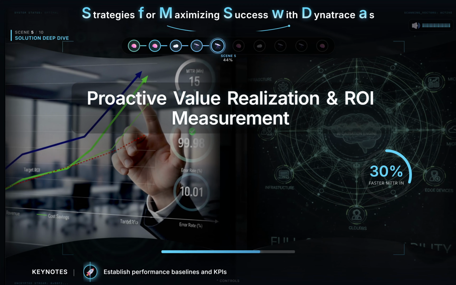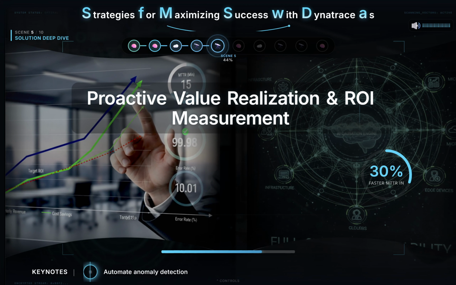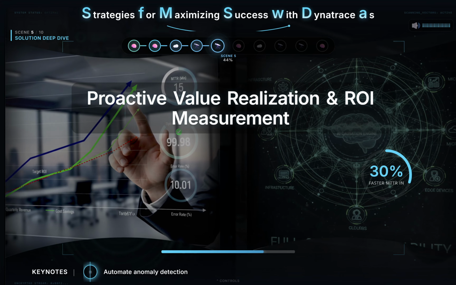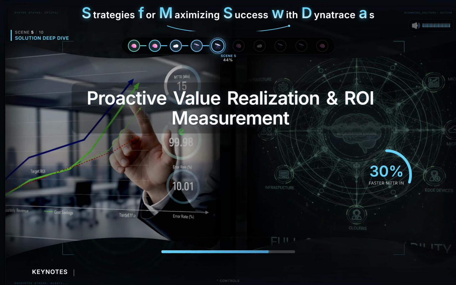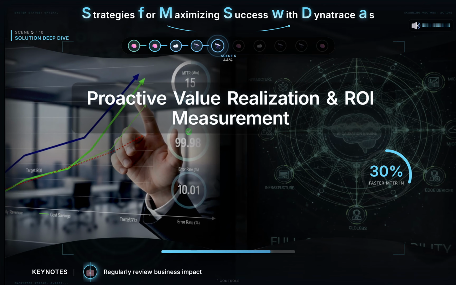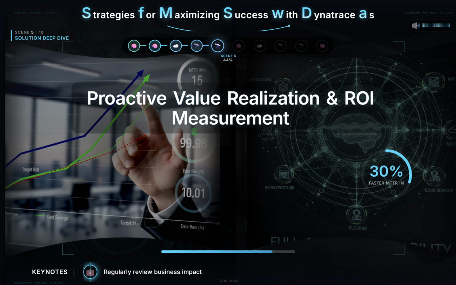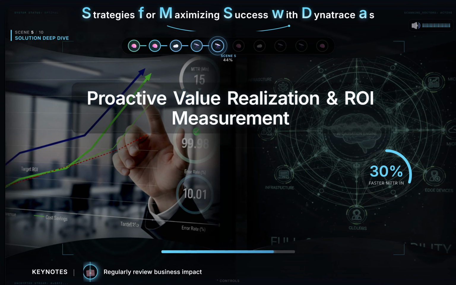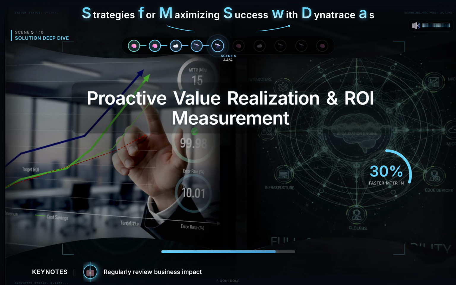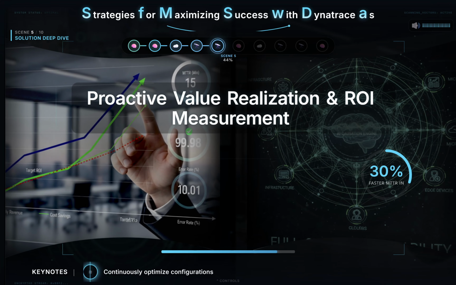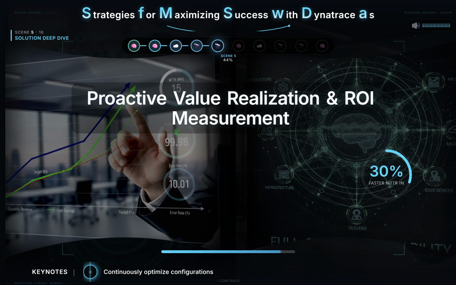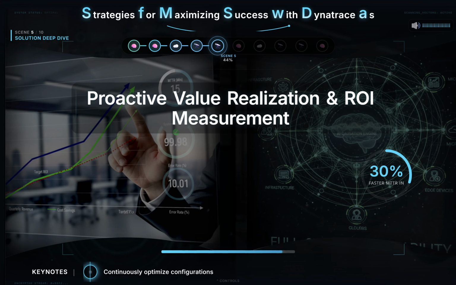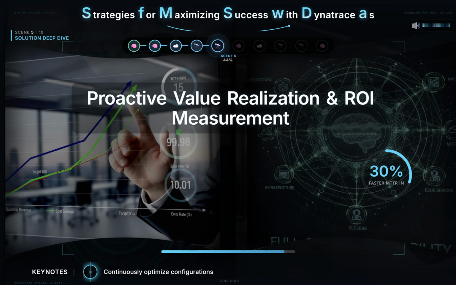Establish clear performance baselines and key performance indicators, like reducing user-facing errors by X% or speeding up deployment cycles by Y days. With Dynatrace's automated anomaly detection, you move from firefighting to strategic optimization. Regularly review the business impact, connecting technical performance directly to revenue, customer satisfaction, or operational efficiency. This continuous optimization of configurations and dashboard views ensures Dynatrace remains perfectly aligned with evolving business objectives.